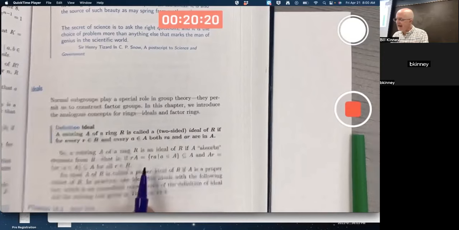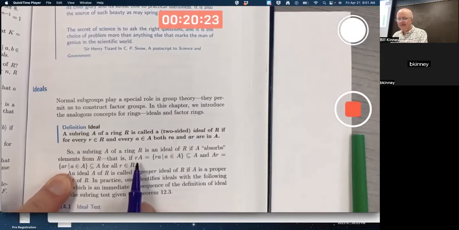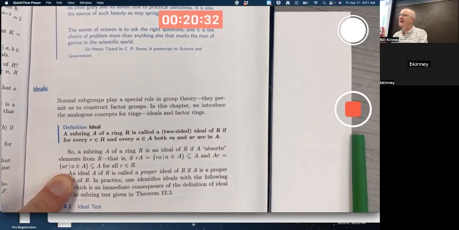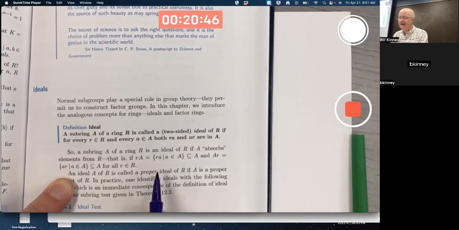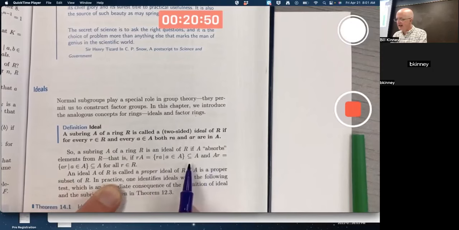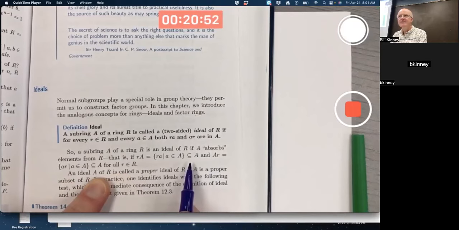If you define these sets, rA or Ar, which kind of look like cosets, don't they? Though they're not in ring theory. We're going to write ring cosets in ring theory with plus signs. But you can still define these sets. r times capital A is the set of all products little r times little a, as little a varies over capital A, and similar for capital Ar. These are both subsets of A.